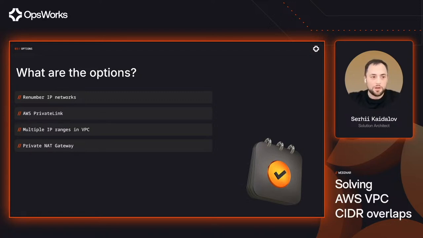Option two, AWS PrivateLink. It's a service that is provided by AWS. Basically, it helps you to publish endpoints of your application or API or just a web endpoint using a network load balancer or something else. And you will have an interface endpoint in your partner VPC. So basically, it works like VPC peering, but you're exposing only one service at a time.